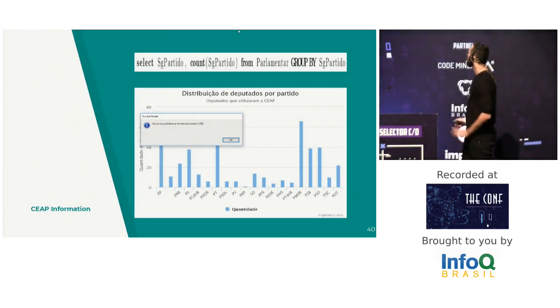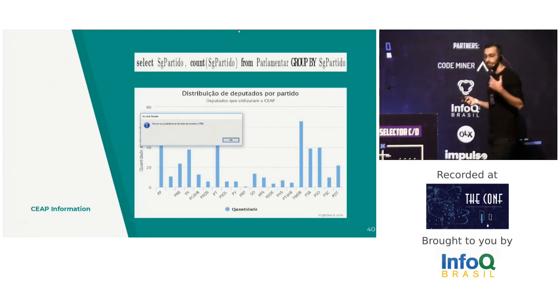So, okay, the useful information. As I said before, the OrientDB query language is derived from SQL. So if you read this, you're basically reading a SQL query. It's identical. I'm selecting from the deputies, I'm selecting their party group, I'm counting them, and I'm grouping by the political group. And with that, I can find the distribution of the political groups which use the CEAP the most.